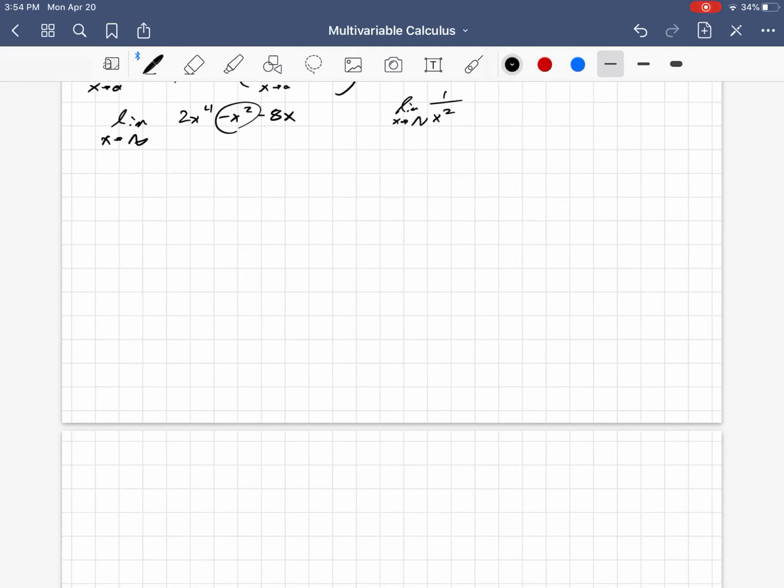Wouldn't it be nice if instead, say, this x squared were a 1 over x squared? Because if I were to take the limit as x approaches infinity of 1 over x squared, that would obviously be 0. The denominator becomes increasingly large and the numerator stays fixed. So you go to 0.